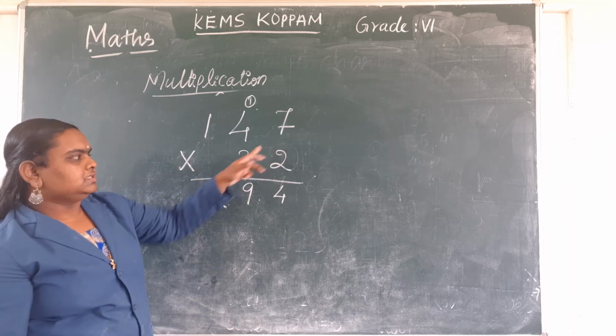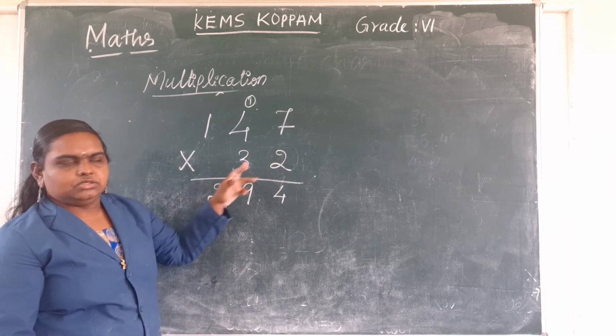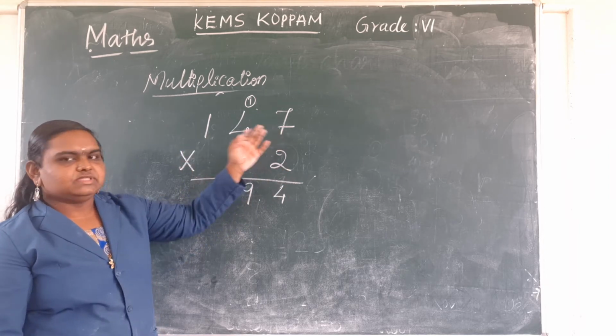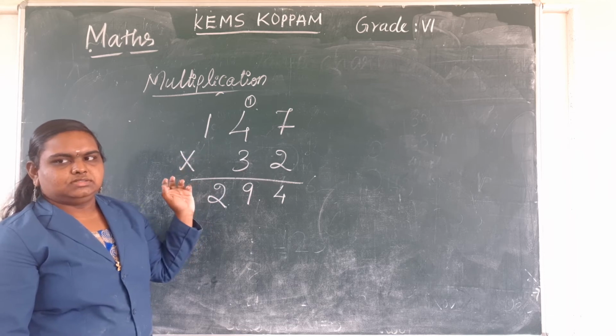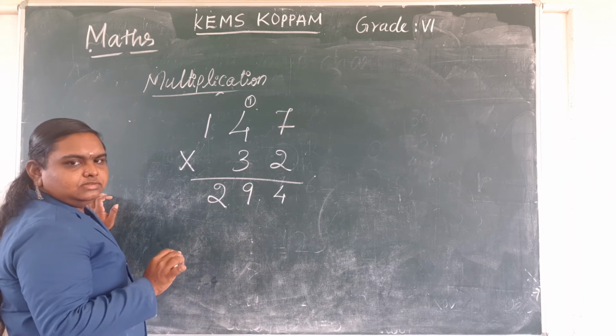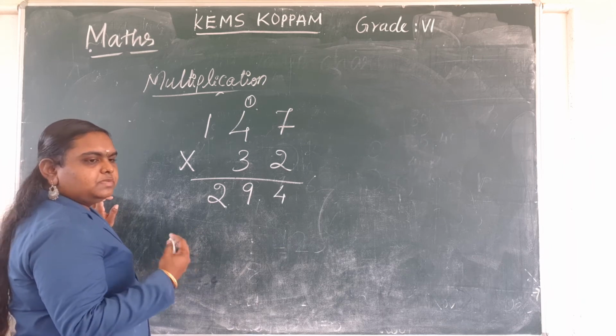Then next is 3, isn't it? 2 is completed. The next one is 3. 3 sevens are, or 7 threes are... Yes, very good. 21. In which place do you have to start? From which place do you have to start?